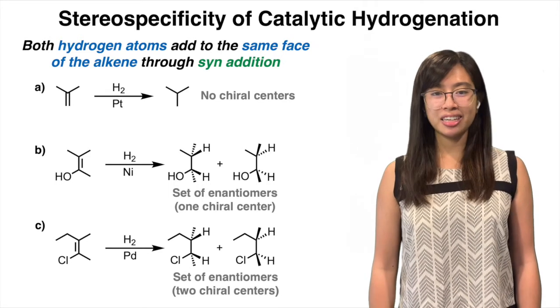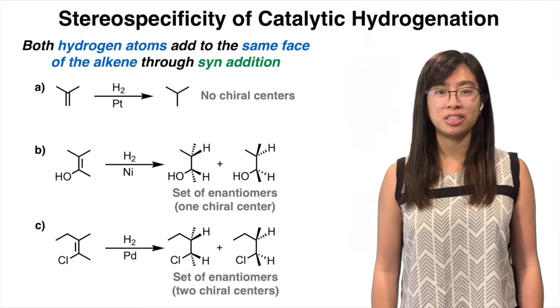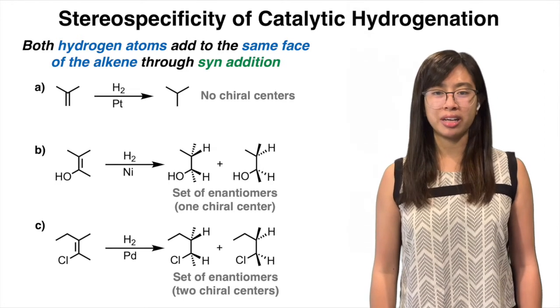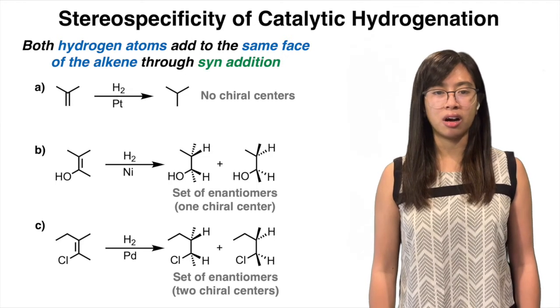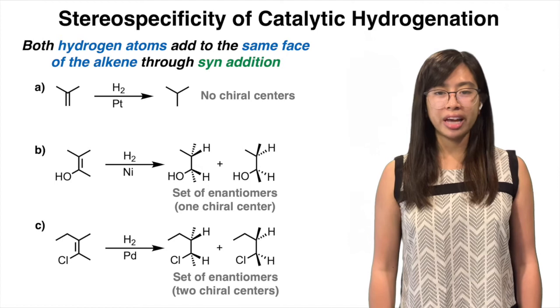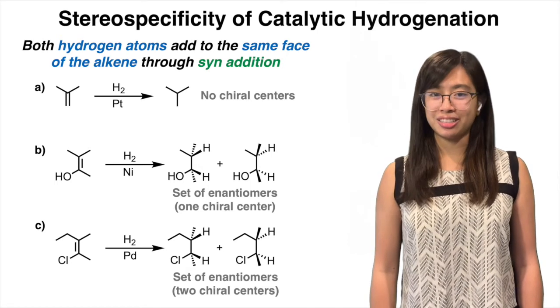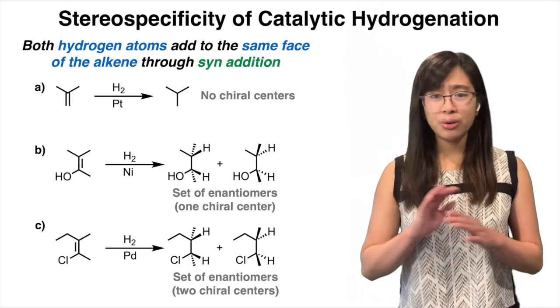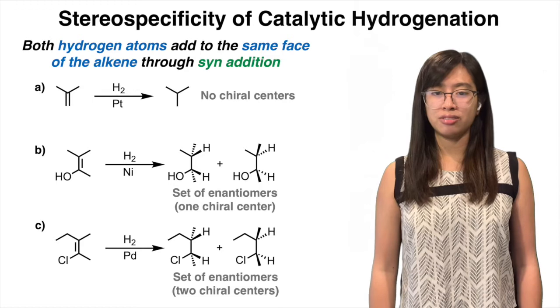In example C, we produce two chiral centers, which means the requirement for syn-addition determines which pair of enantiomers are formed. Both H's in the left product are on a wedged bond, while both H's in the right product are on a dashed bond, which means they are enantiomers. Keep in mind that no diastereomers are formed because that would break the requirement of syn-addition.